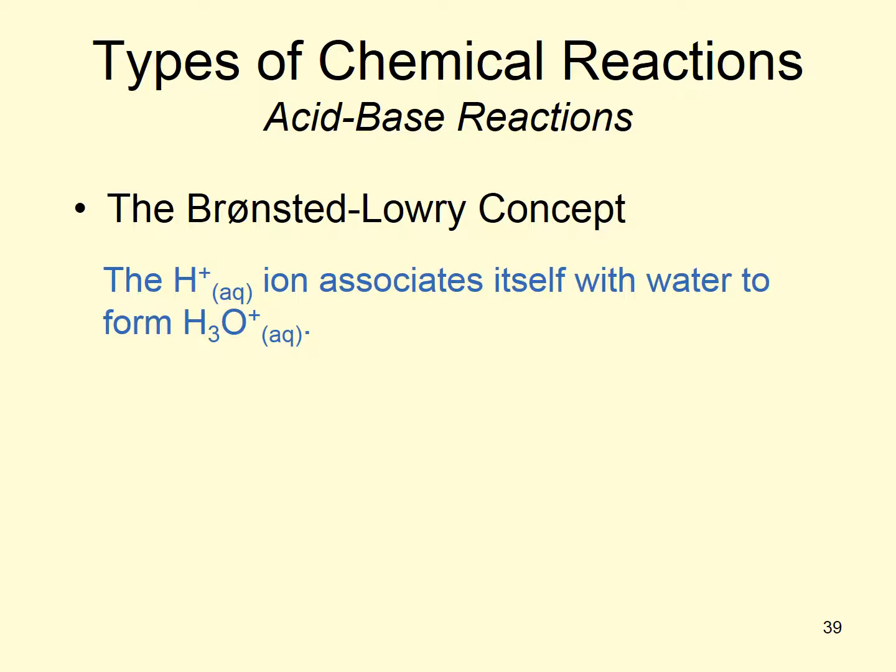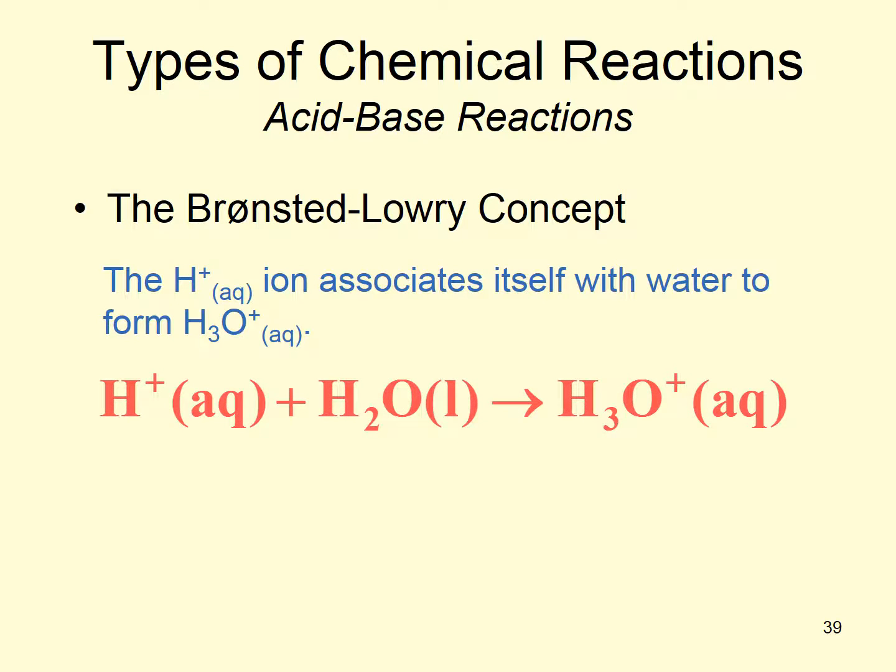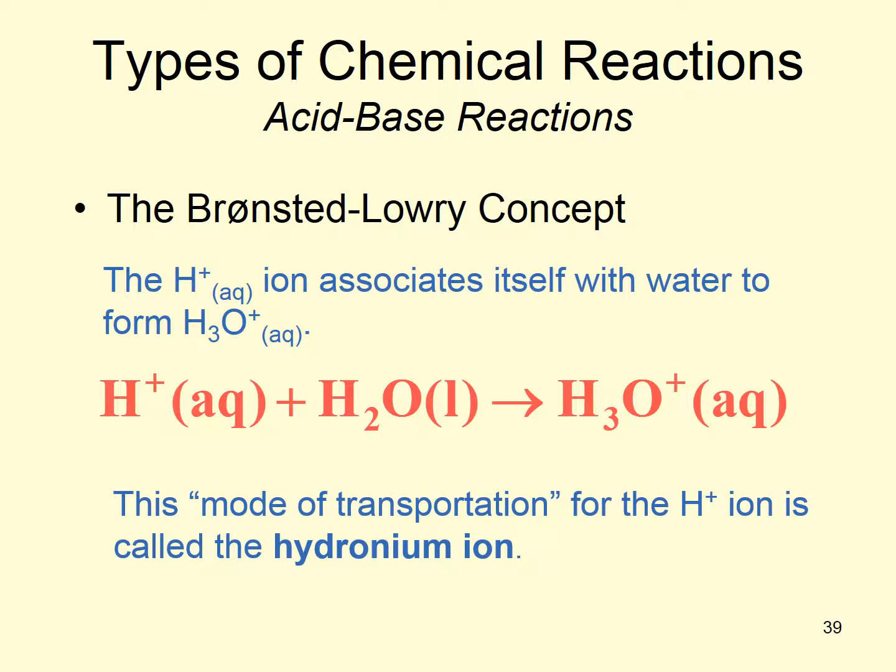A lot of times H plus really can't exist by itself. It's a really tiny little ion and doesn't usually hang out by itself. And so generally it associates itself with water to form an H3O plus ion, which is called the hydronium ion. Here's an equation of it. It's called the hydronium ion, and actually in reality even more than one water surrounds the H plus.